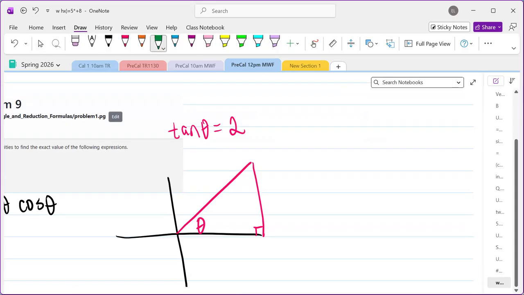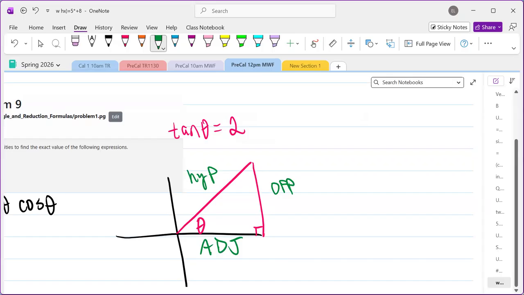So what is our diagonal side of the triangle called? The side that's opposite the 90-degree angle. Yep, the hypotenuse. All right, what about our vertical side? Yep, that's opposite theta. And then that leaves our horizontal side as adjacent to theta.